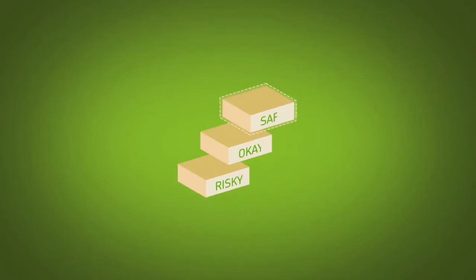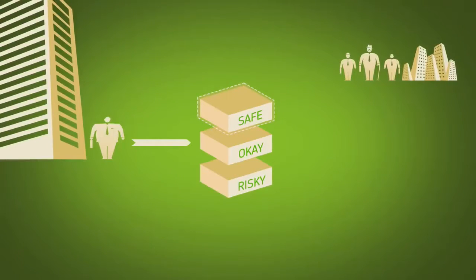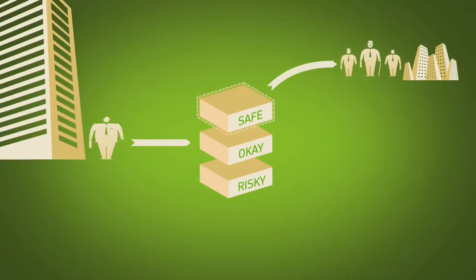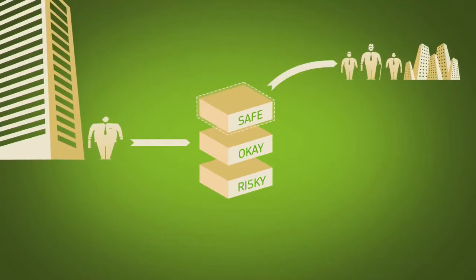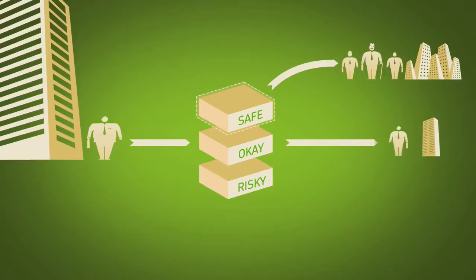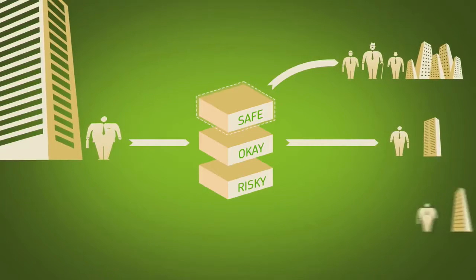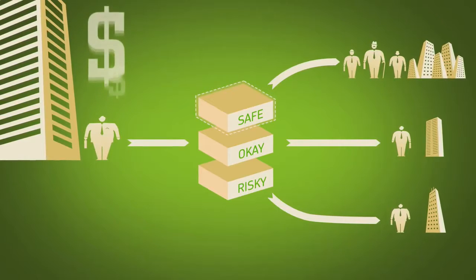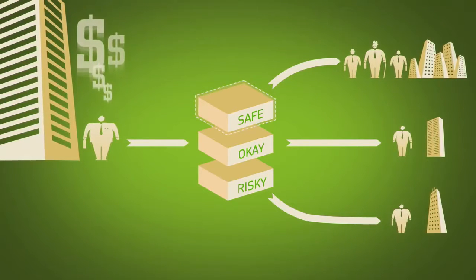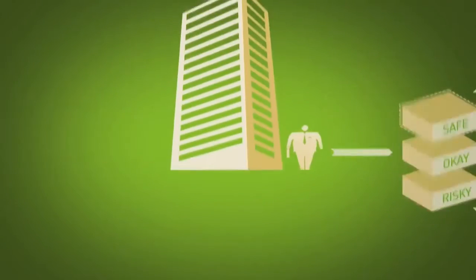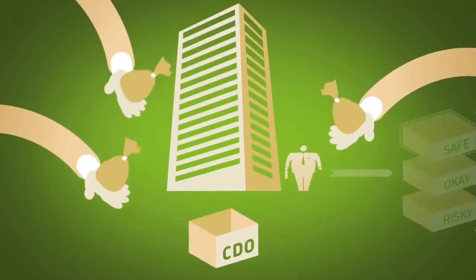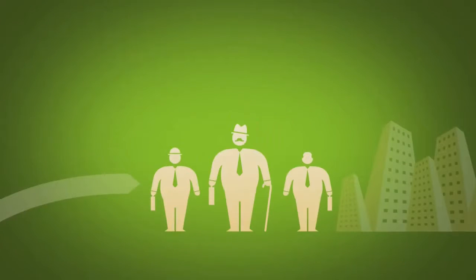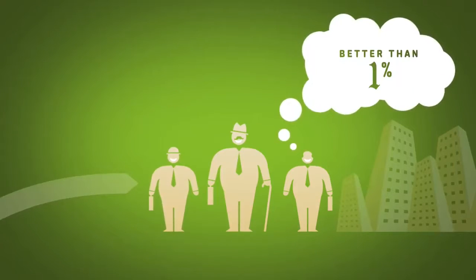Because of the AAA rating, the investment banker can sell the safe slice to the investors who only want safe investments. He sells the OK slice to other bankers, and the risky slices to hedge funds and other risk takers. The investment banker makes millions. He then repays his loans. Finally, the investors have found a good investment for their money, much better than the 1% Treasury bills.